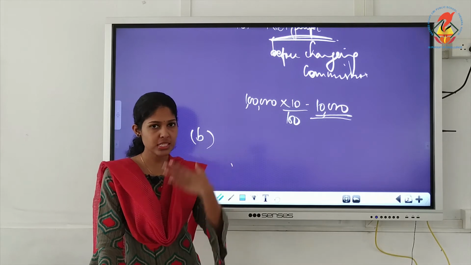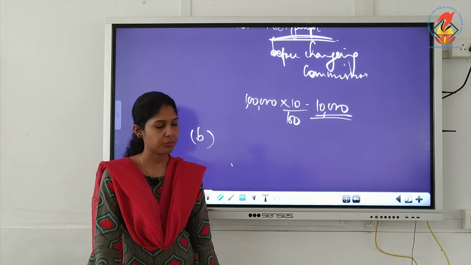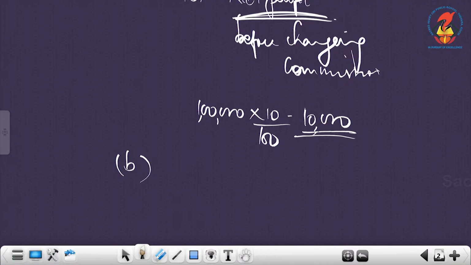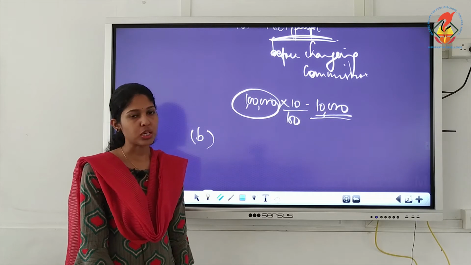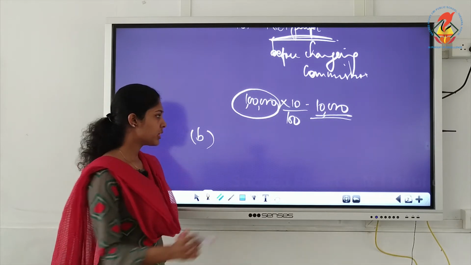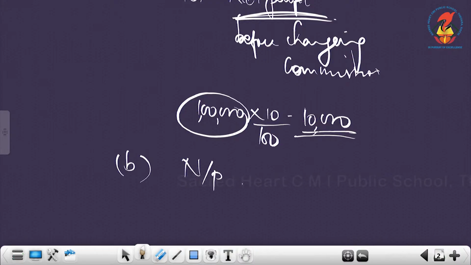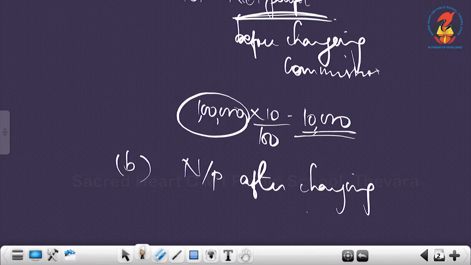Usually we will be getting the second case, that is after charging. So when it is after charging, the meaning is, suppose the same example we take. 1 lakh is the net profit you earned for that year, and the question says we have to compute on net profit after charging commission. Commission you have double M and double S.